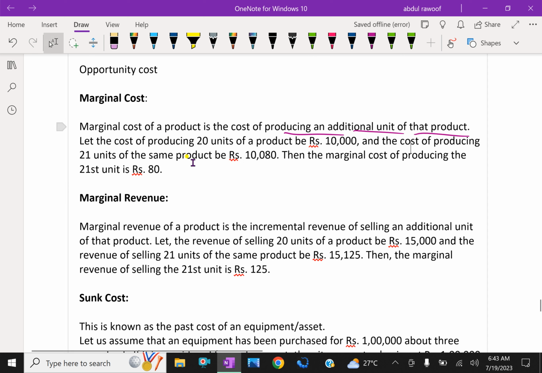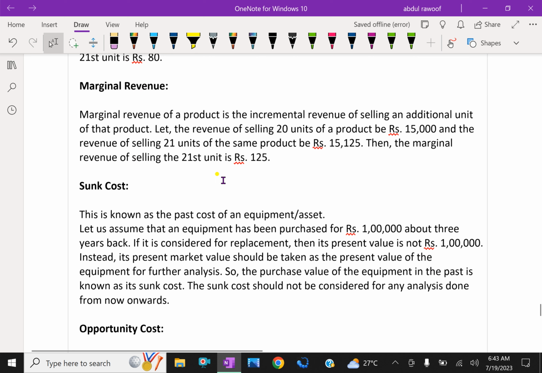For example, let the cost of producing 20 units of the product be 10,000 rupees. The cost of producing the 21st unit, that is the next unit of the same product, suppose it is 10,080. Then the marginal cost of producing the 21st unit is 80 rupees more, that is 80. That means the cost for 20 units is already this much.